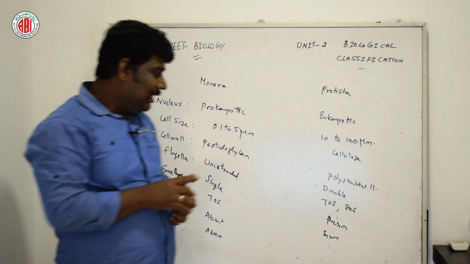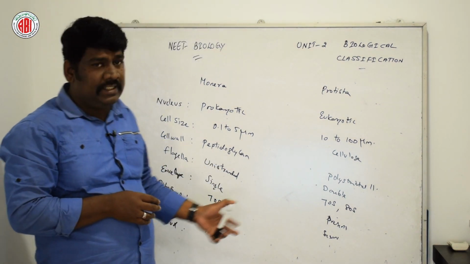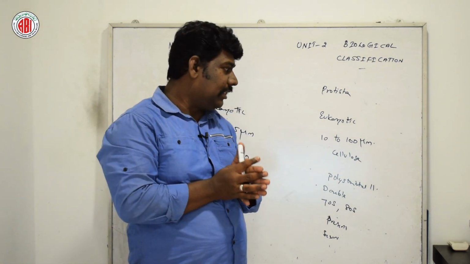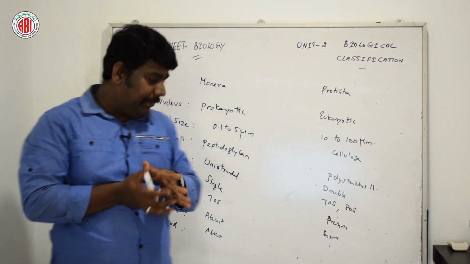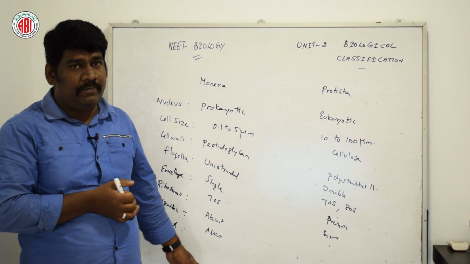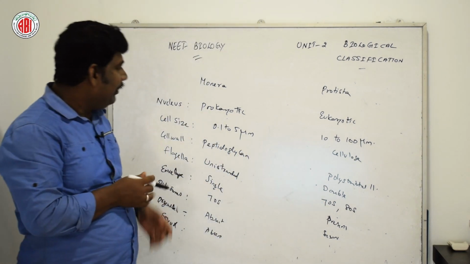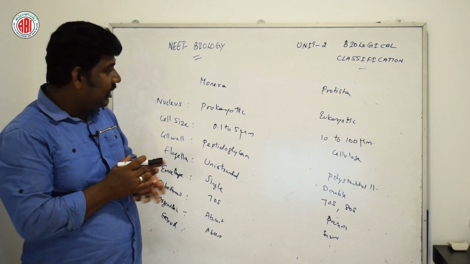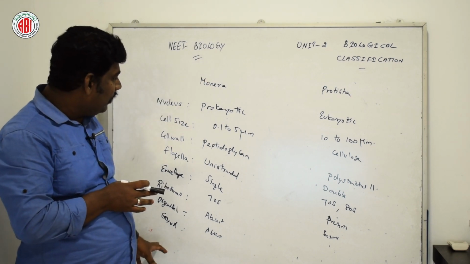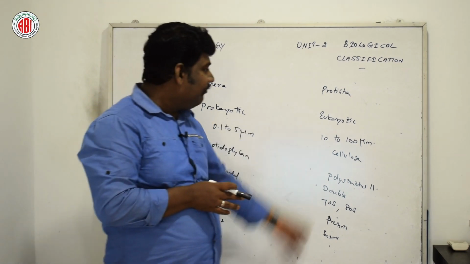Meiosis is absent in Monera, whereas meiosis is present in Protista. Meiosis is the cell division happening during the sexual mode of reproduction. That is the reason it can be seen in Protista. So these are all the major differences between the kingdom Monera and the kingdom Protista.